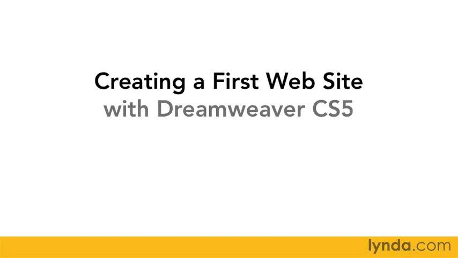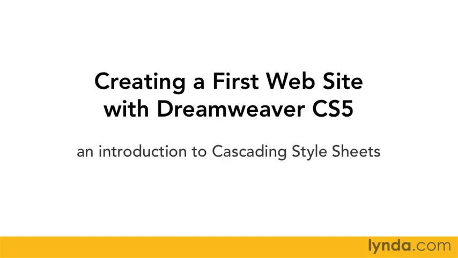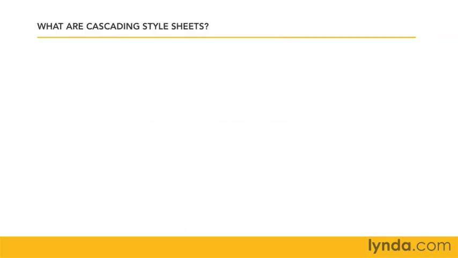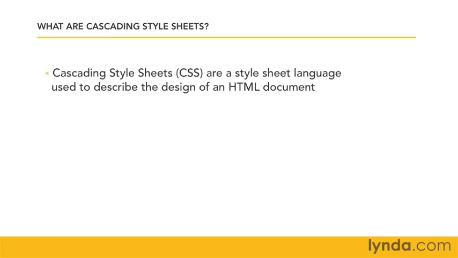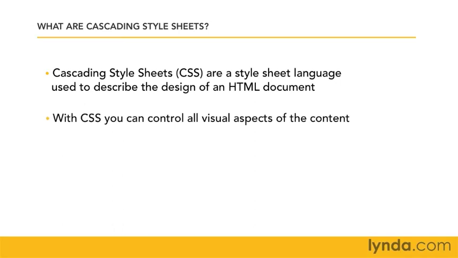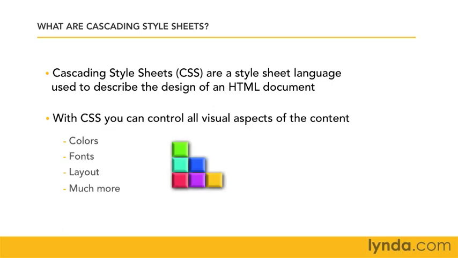Having a good understanding of cascading style sheets will open up a lot of design possibilities for you. But first off, what are cascading style sheets? Well, they're commonly known as CSS, and they're a style sheet language that is used to describe the design of an HTML document. So this controls all of the various visual aspects, whether it's the color, the fonts, the layout, pretty much anything visual can be controlled with CSS.